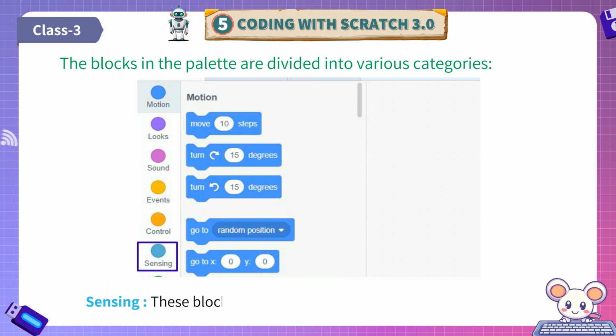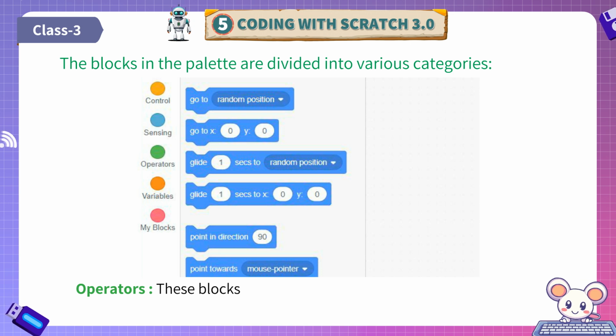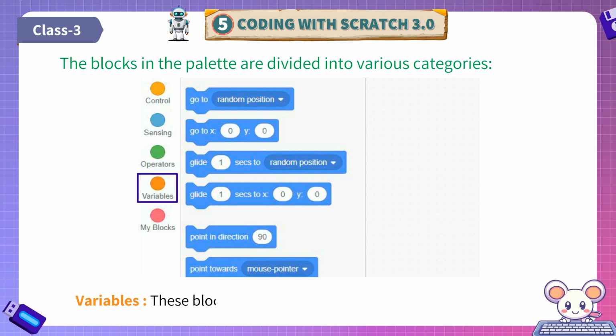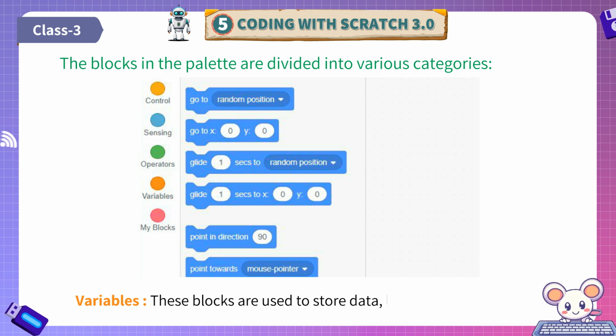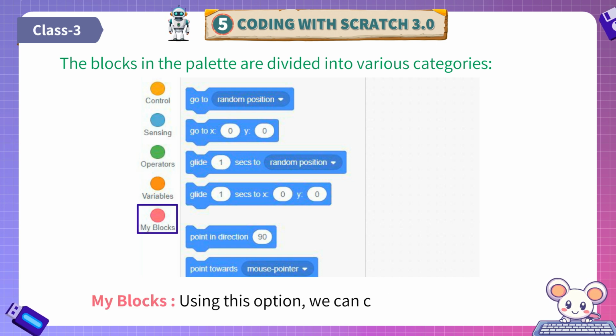Sensing. These blocks let multiple sprites interact with themselves. Operators. These blocks perform mathematical functions within the project. Variables. These blocks are used to store data, like name, in a project. My blocks. Using this option, we can create our own blocks.